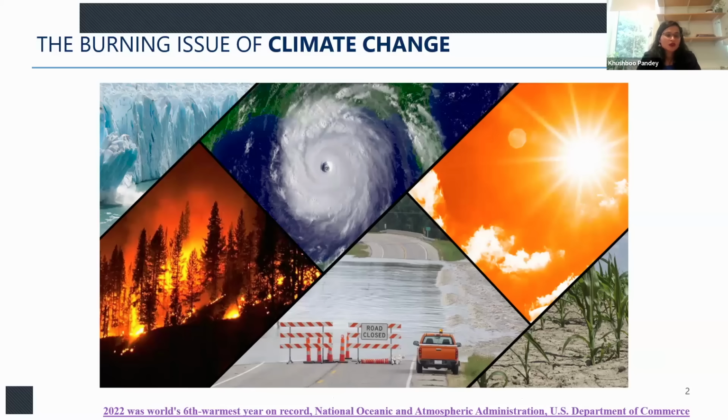Okay. So, starting with a very dire image of the burning issue of climate change, we know that given the extent of emissions from different industries and our domestic use, this is resulting in environmental challenges, and that results in various everyday problems that we are facing, like increasing temperature and increasing environmental issues.